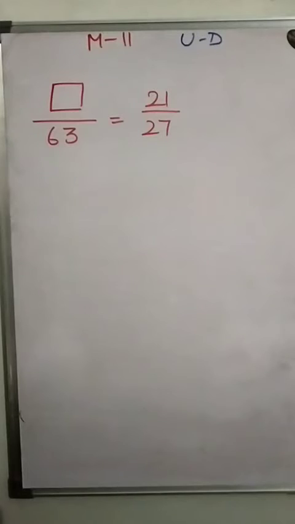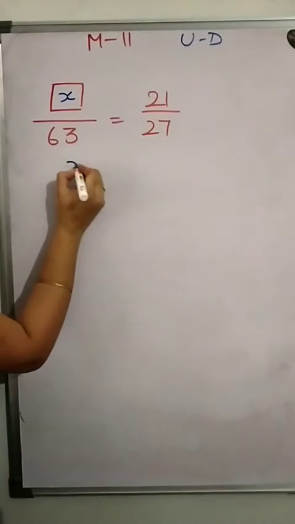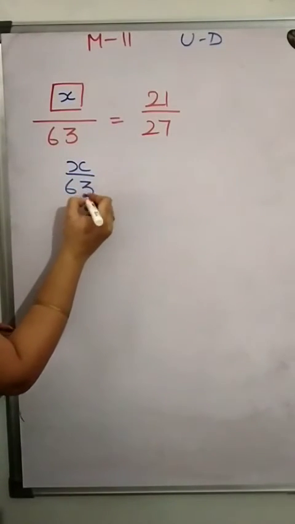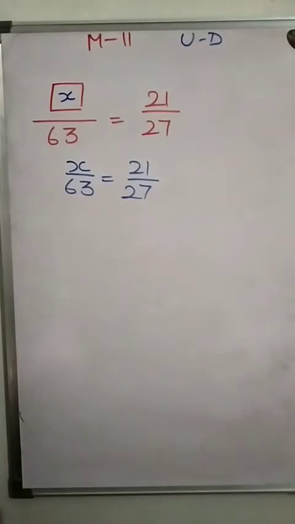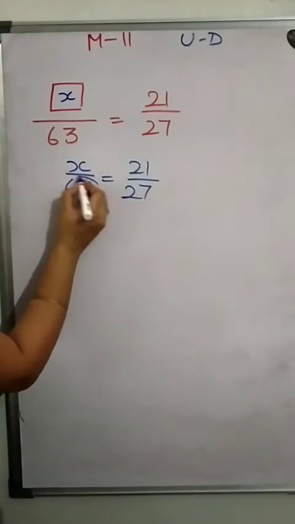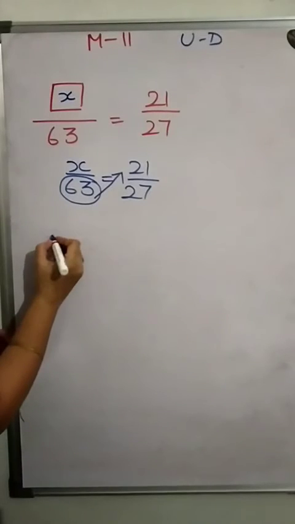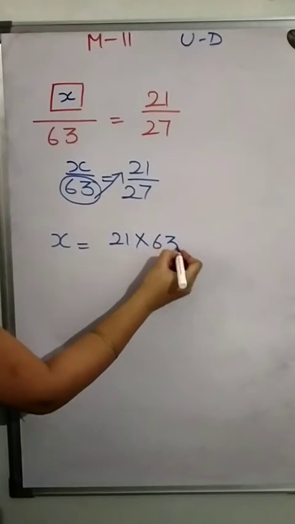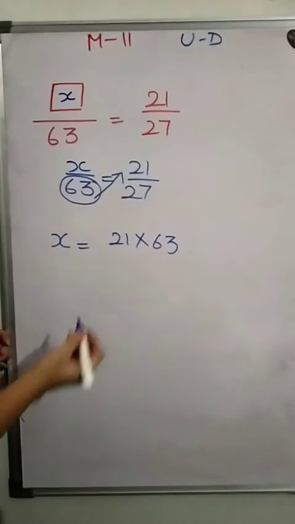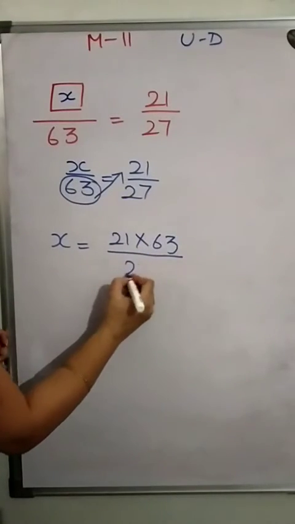Now the number is given to you, this one. What we do here, first we put x in the box. Then how do we write? x upon 63 is equivalent to 21 upon 27. Then by the cross multiplication method, this number goes to the numerator of the other side. So x is the only thing left here. So it is 21 multiplied by 63. When it goes to the other side, it goes into the multiplication of that number.